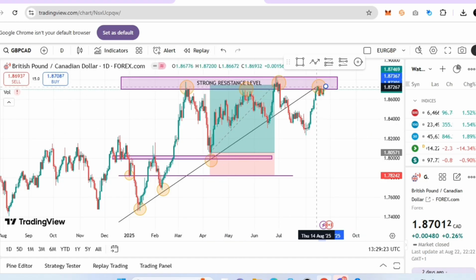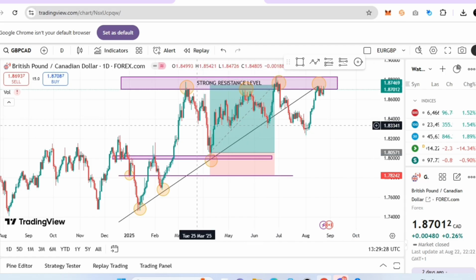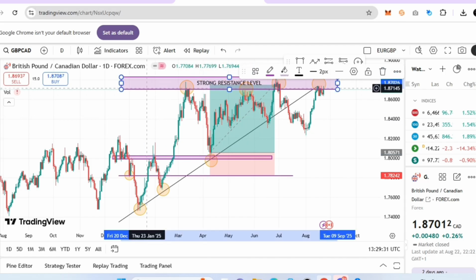So let me just say this. Why am I looking for a sell in this strong uptrend? First of all, I have almost three confirmations here. That's what I'm looking for, a sell opportunity.